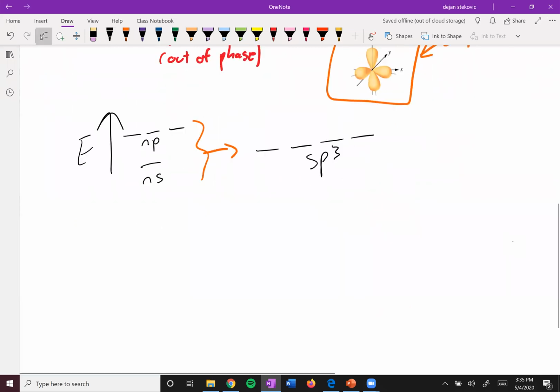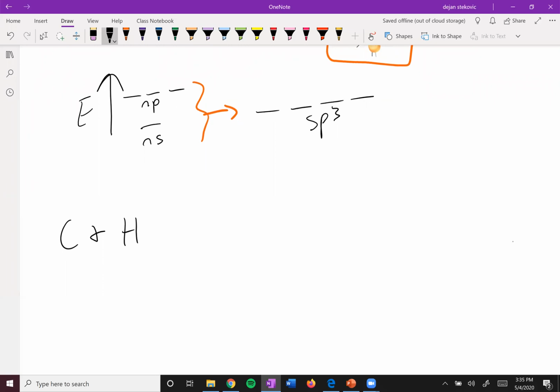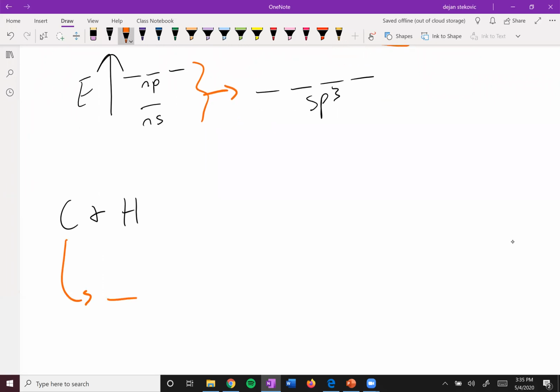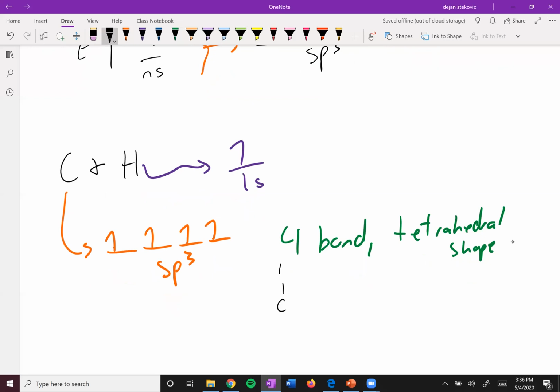So 4 sp3 orbitals. And so if you take a look at carbon and hydrogen, carbon's going to hybridize to these sp3 orbitals, so 1, 2, 3, 4. And think about carbon has 4 electrons, so 1, 2, 3, 4. And then hydrogen just has 1 electron, just its 1s electron. And so you can see that carbon has 4 half-filled orbitals, hydrogen has 1, and so it predicts a 4 bond situation and a tetrahedral shape. And so kind of the same thing we said with Lewis structures and VSEPR.